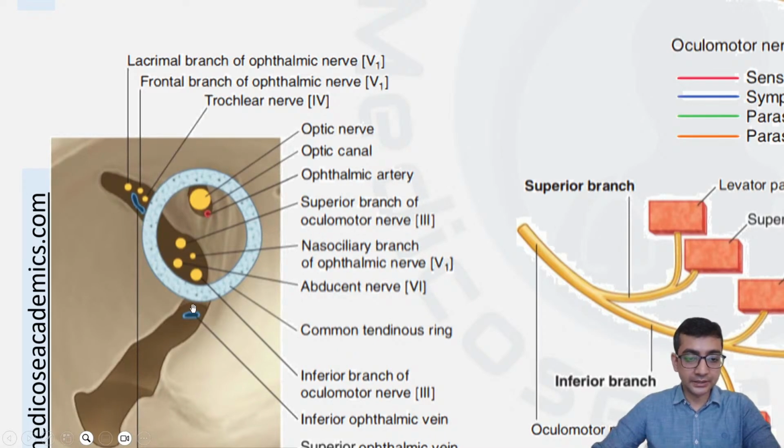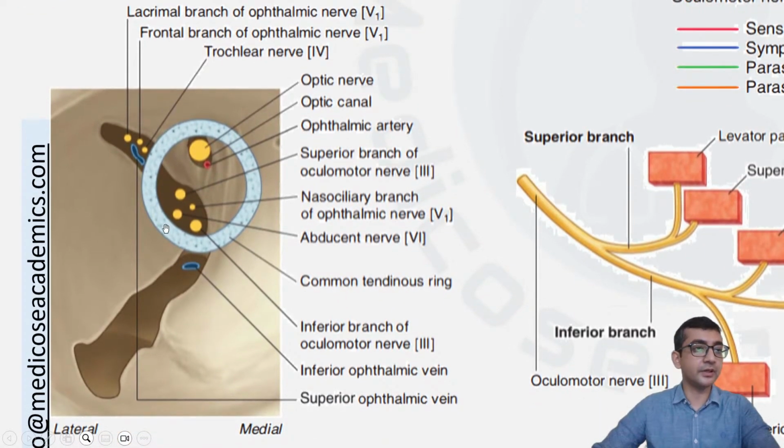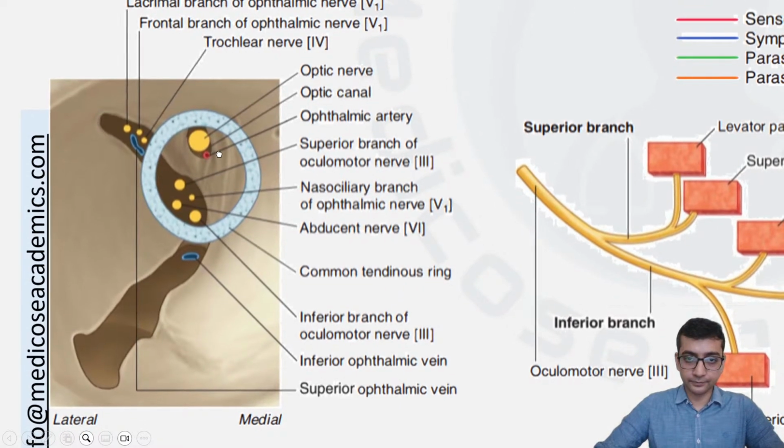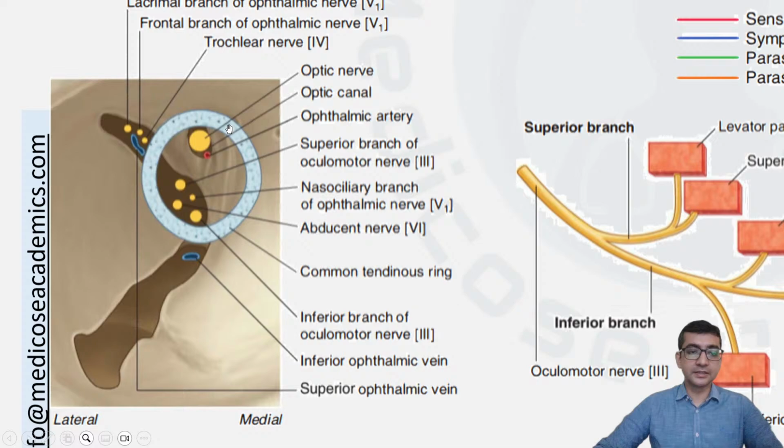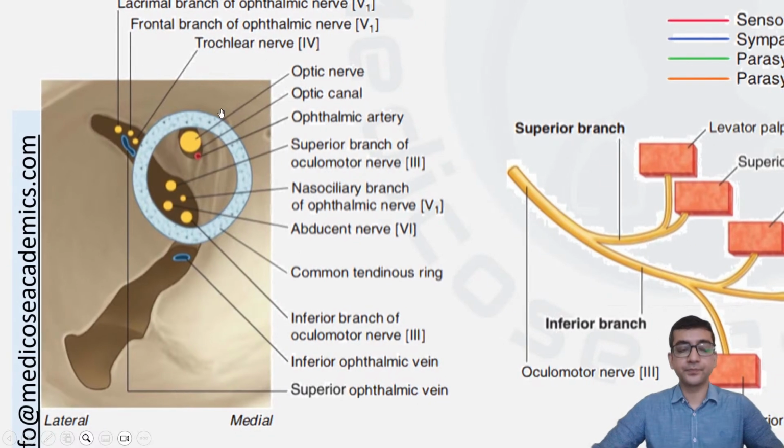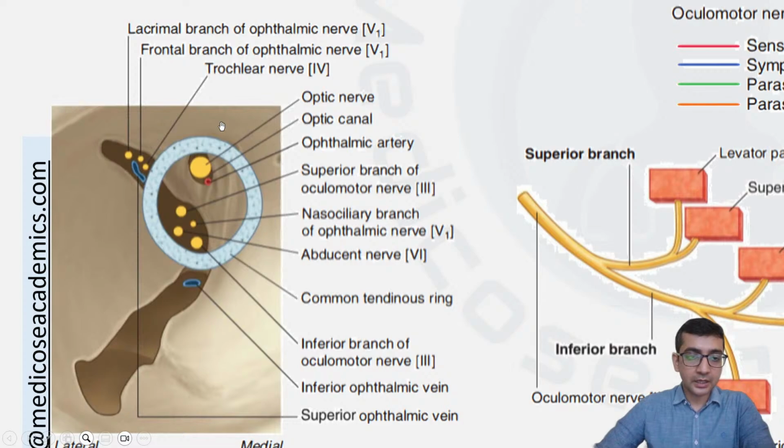Let's be done with the veins first. The superior ophthalmic vein and the inferior ophthalmic vein go through the superior and inferior fissures respectively, outside the ring. Simple. The optic canal is inside this tendinous ring. So all of the contents of this, that includes the optic nerve itself accompanied by the ophthalmic artery, come within the ring.